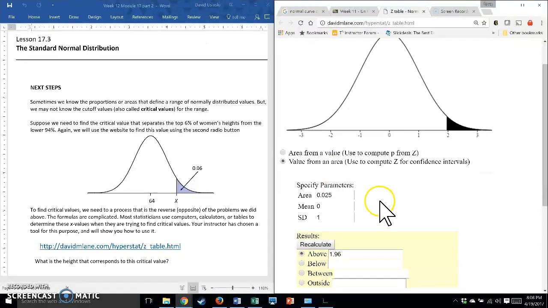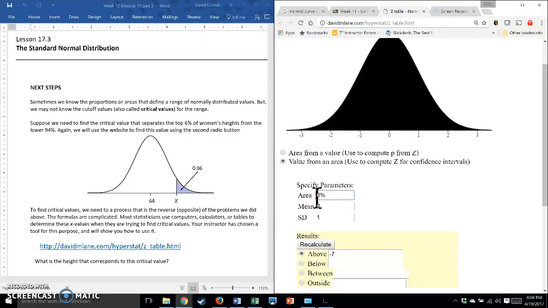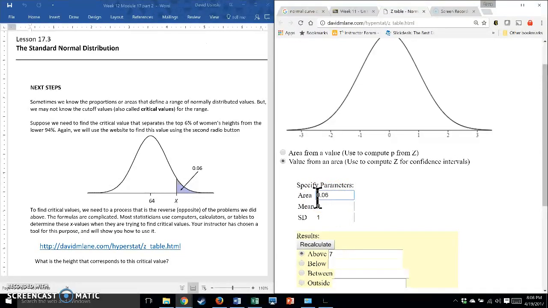Alright, so let's see what we need to do for information that we need. Well, it looks like we need the area. In this question, it's 6%. So if we type in 6%, I guess I can't type in 6%. I have to type in 0.06 and hit enter. So I have to convert the percent to a decimal. But I need to know the mean and standard deviation. I didn't put this information in.